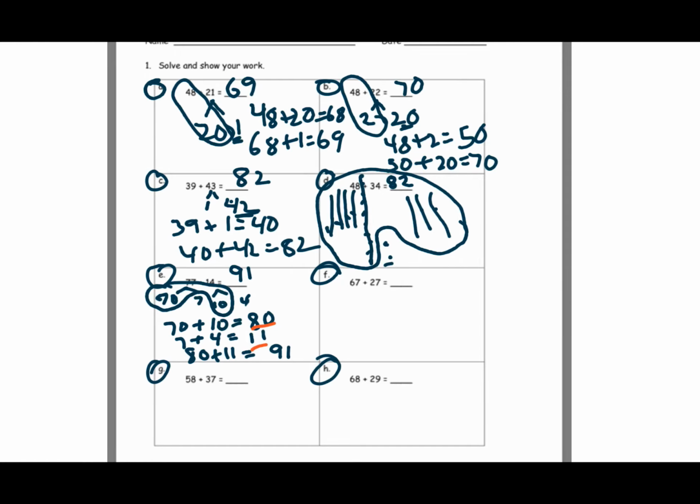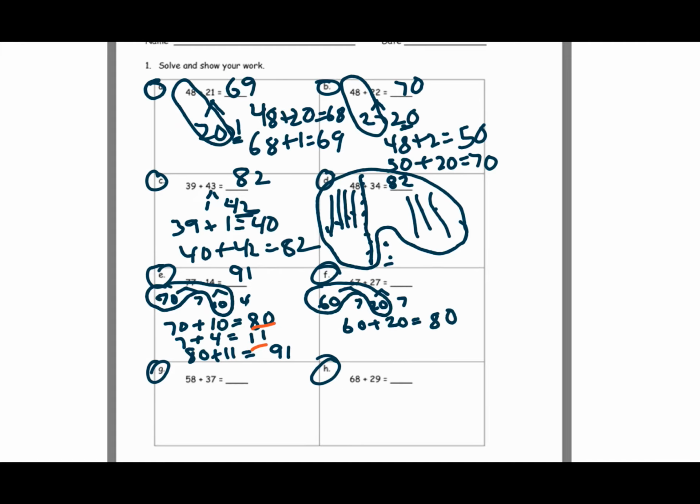And for letter F, it's a little bit challenging as well. So I think I'm going to add 10s as well. I'll go ahead and decompose this into 60 and 7 and 20 and 7. And I'm going to add my 10s with my 10s and my 1s with my 1s. So 60 plus 20, write it down, 60 plus 20 equals 80.